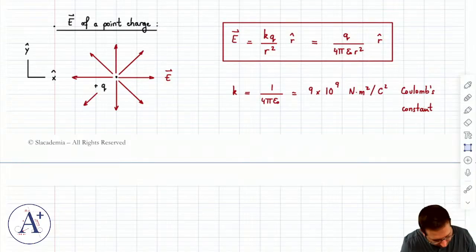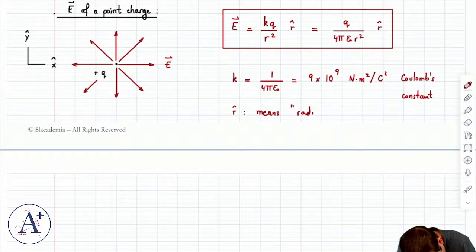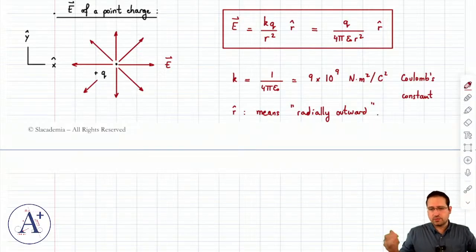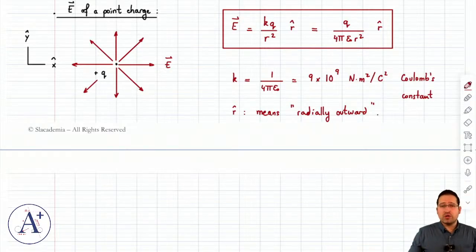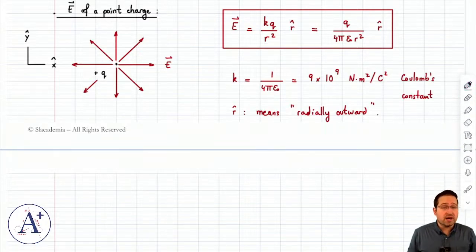And r hat means radially outward. That's what it stands for. So it's 1 unit radially outward. Okay. Same way as x hat is 1 unit to the right. The difference is, to the right is always to the right. Radially outward, well, yes, is always radially outward, but how do you draw it? Well, that depends where you are.